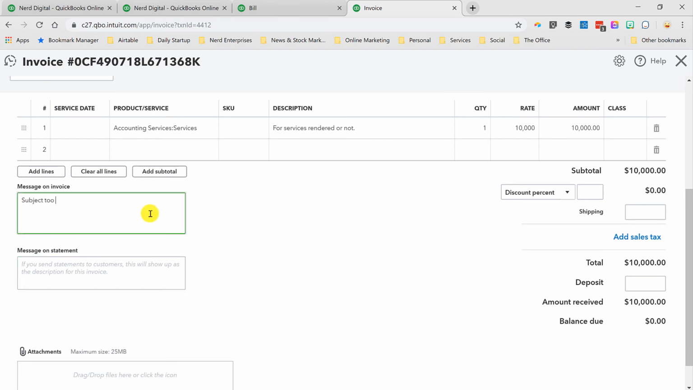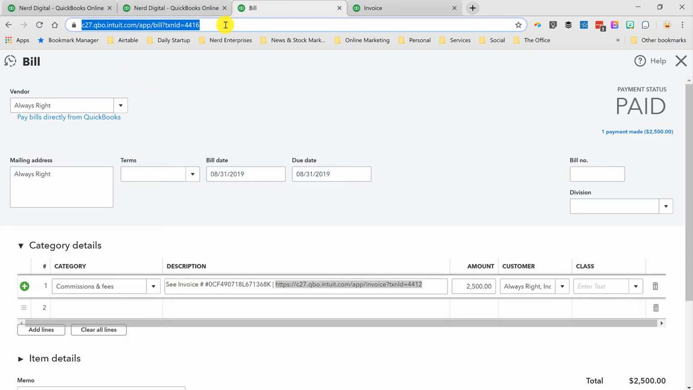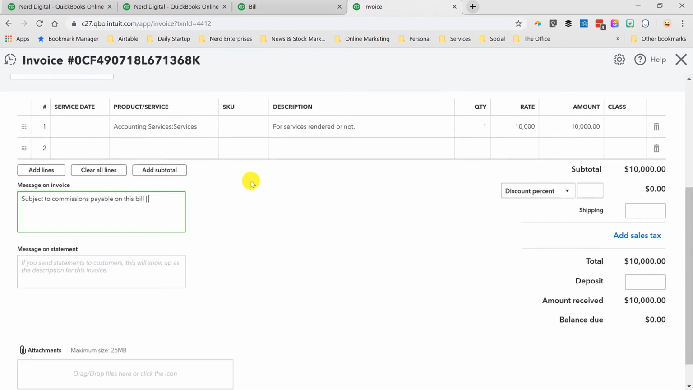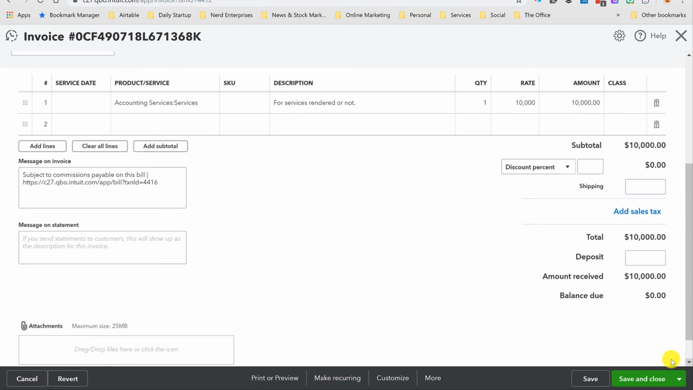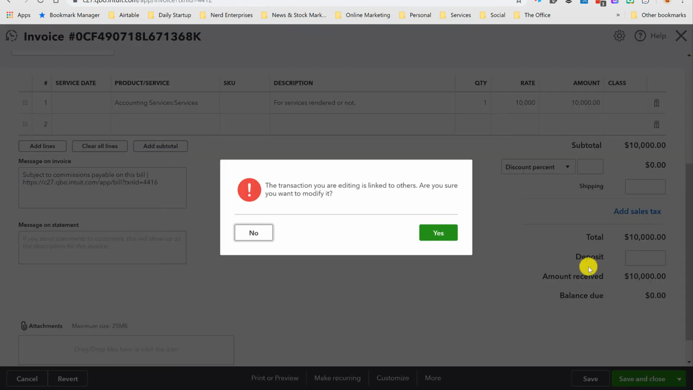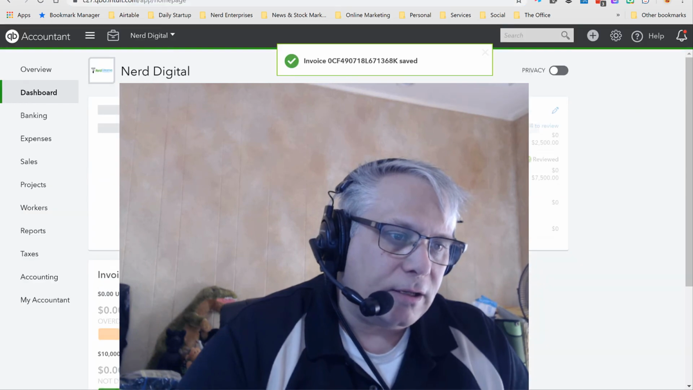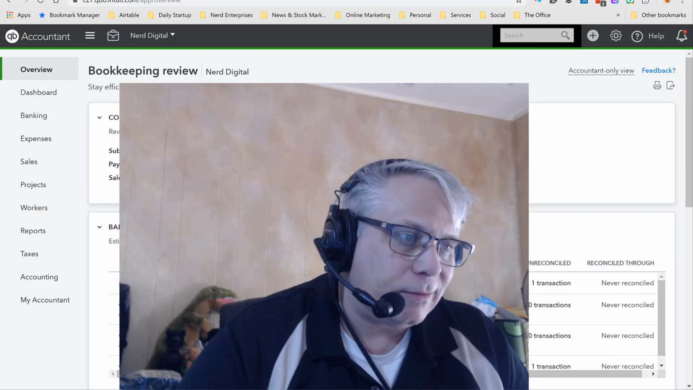And here I could even add in a memo that says subject to commissions payable on this bill, right? So like I said, it's a bit of extra work, but it keeps the audit trail squeaky clean. I can guarantee you, if you record your transactions this way in this kind of detail and you're ever audited, that audit will be quick and painless, right?